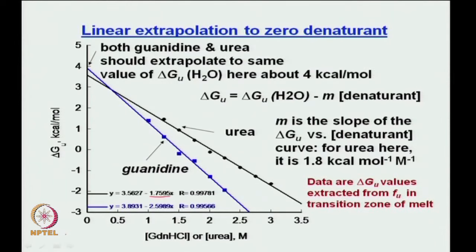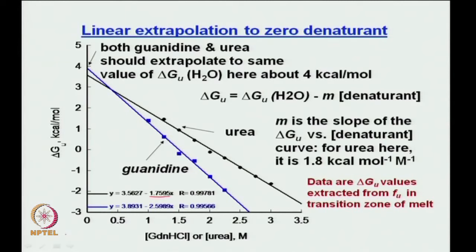Okay, let us not bother about that. So, this is the main thing. Both guanidine hydrochloride and urea should extrapolate to the same value of delta G H2O, delta G unfolding, remember, in H2O, which is about 4 kilocalories per mole approximately, but you do not have that. There must be a reason behind this, right. So, people have been really bothered about this. So, people have tried to explain this.